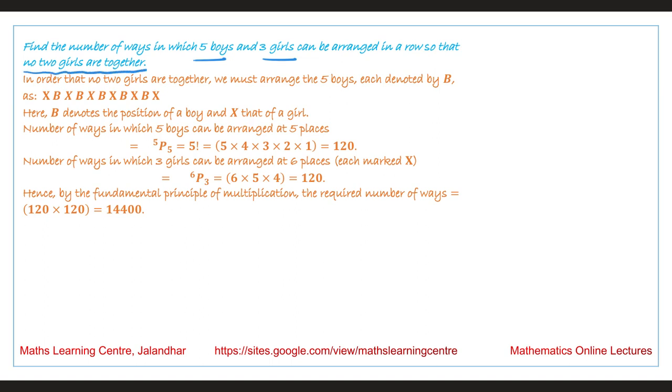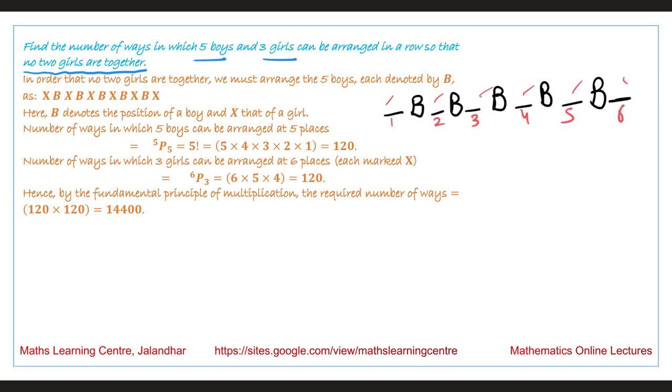So we are talking about a seating arrangement. Suppose we have arranged the 5 boys: 1, 2, 3, 4 and 5. These are the arrangement for the boys we have done. So now girls can sit at these places. How many places are there? These are 1, 2, 3, 4, 5, 6. So out of these 6 places we have to place 3 girls.